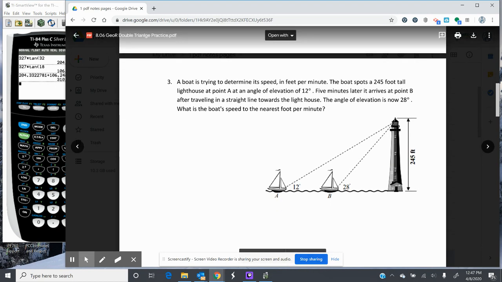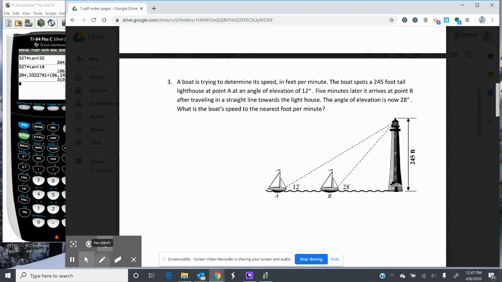And this was similar to a homework question on 804B, the back of 804B. So the boat is trying to determine its speed. So that's a new little piece that we're going to see, in feet per minute. The boat spots a 245-foot tall lighthouse at point A, and its angle of elevation was 12 degrees. And 5 minutes later is going to be the key piece to finding our speed in a minute here.